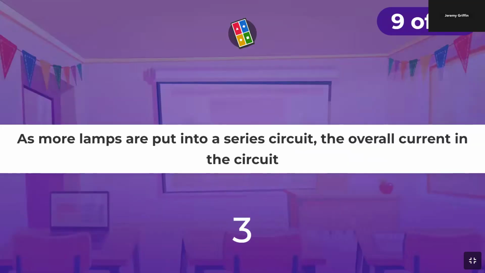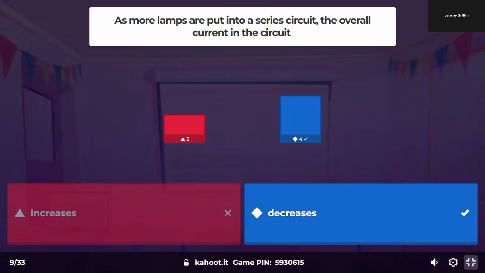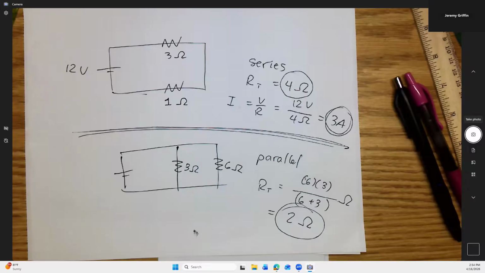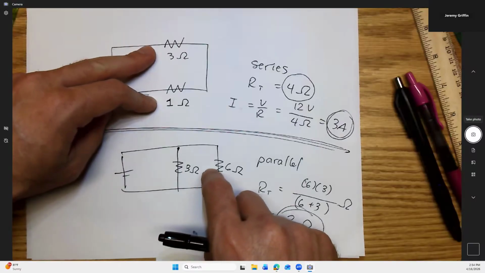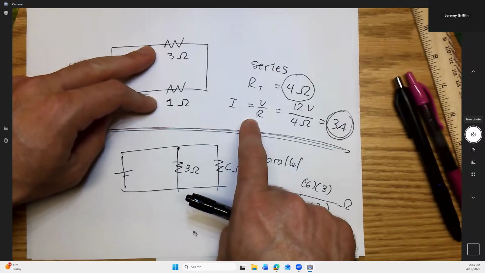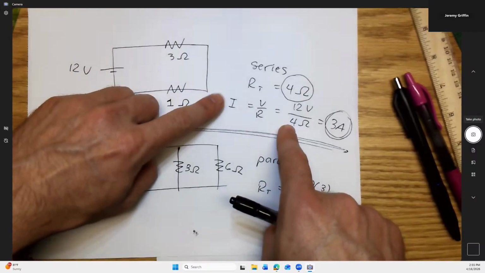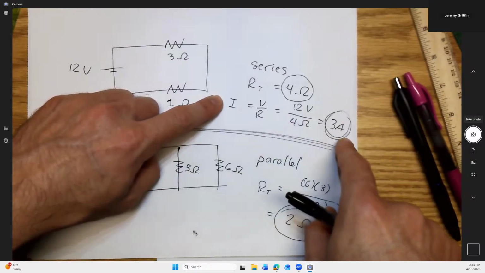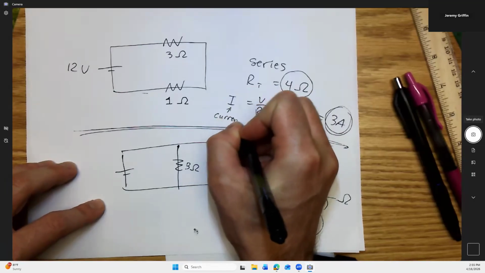More lamps are put into series, the overall current does what? Would decrease. All right, so most of you got that. Okay, so we're back to series. We're thinking about series. Guys, as you put more and more resistors in series, isn't this resistance increasing, increasing, increasing? So now maybe this 4 could go 5, 6, 7, 8, 9, 10, or it keeps getting bigger, which means the overall current, I, is current, okay, does what? Get smaller, right? Because you're dividing by a bigger number.